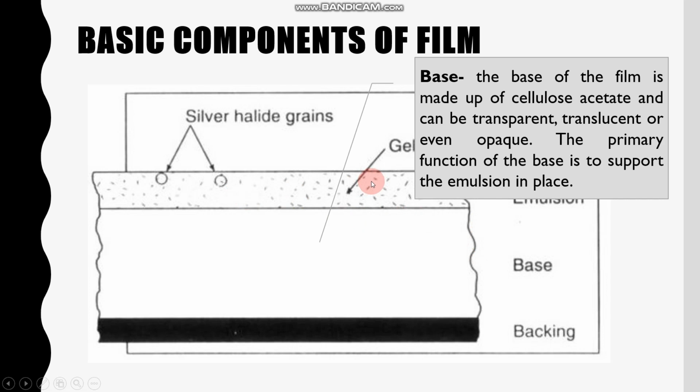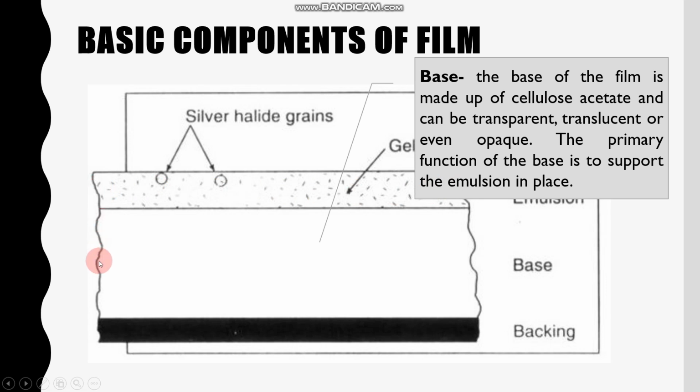The base of the film is made up of cellulose acetate, can be transparent, pwede siyang translucent, or even opaque. Kasi ang kanyang primary function lang is to support the emulsion in place. So this is the emulsion layer, yun nasa pinaka-top layer natin, that is light sensitive. Eto si base sa baba niya kasi the base acts as a support medium for the photosensitive emulsion that lies on top of it.